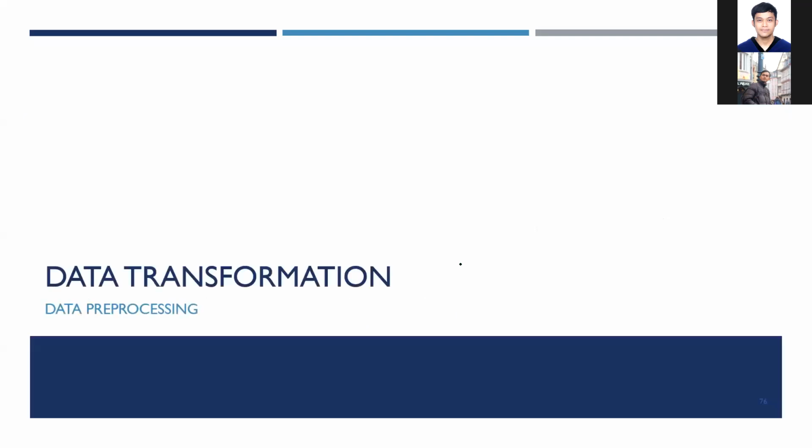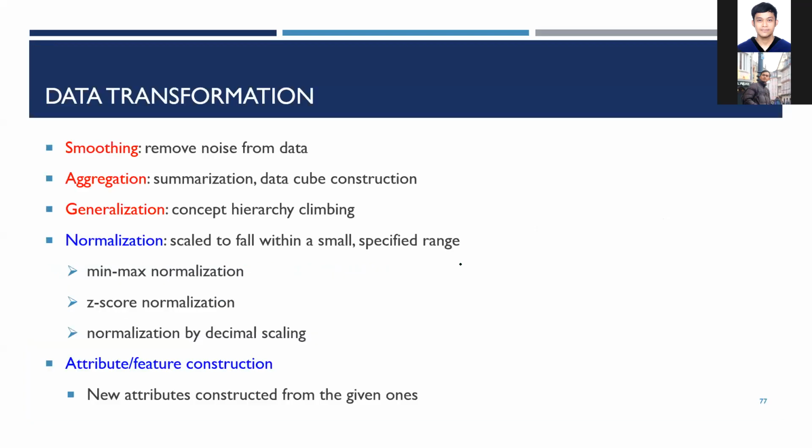Next is data transformation. In data transformation, we transform the data into other values. Smoothing is one example of data transformation. Aggregation that we just talked about before is also an example of data transformation. Generalization of the data is also data transformation. And the new one is data normalization. So what is data normalization?